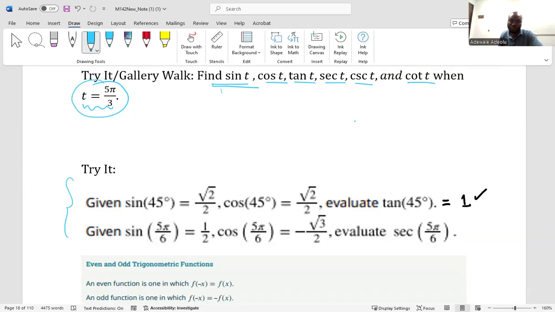In fact, here you were given sine of 45 to be this, cosine of 45 to be this. Evaluate tangent of 45. The answer is already given to you there. Sine of 5 pi over 6 to be this. Cosine of 5 pi over 6 to be this. Evaluate secant of 5 pi over 6. The question is, what is the formula for finding secant? Or how is secant related to the sine and the cosine that we know?